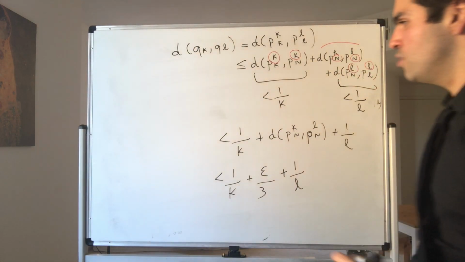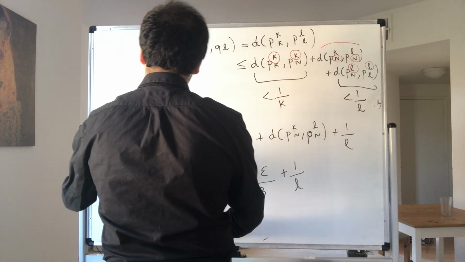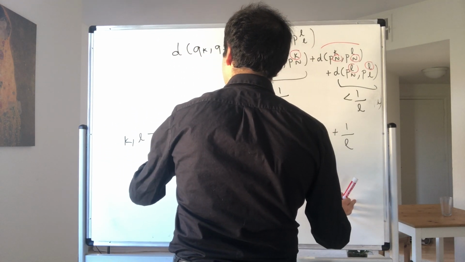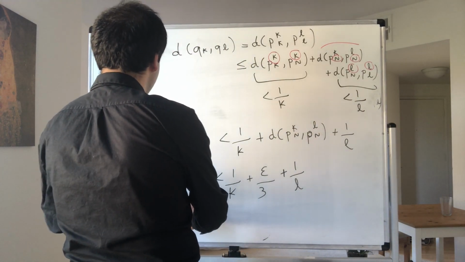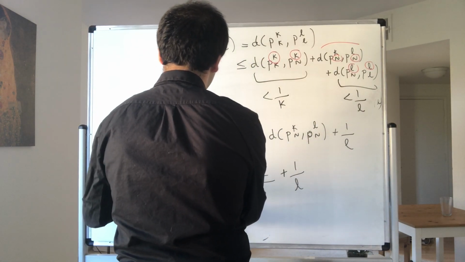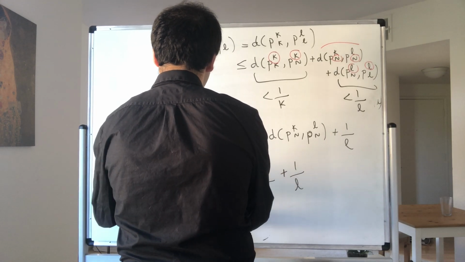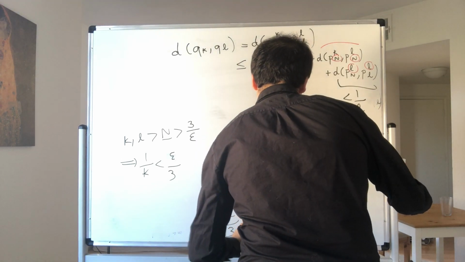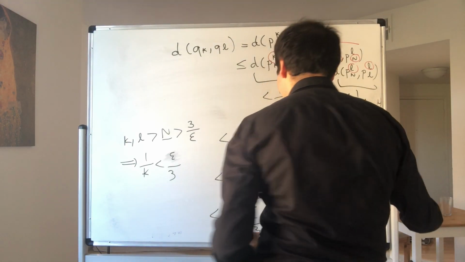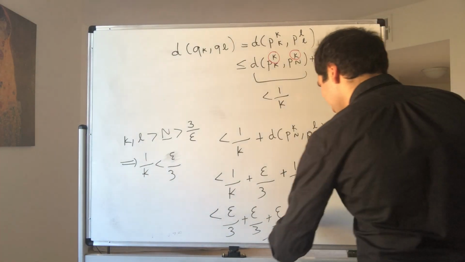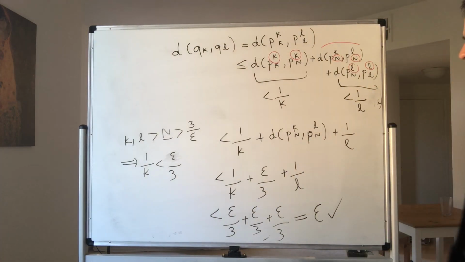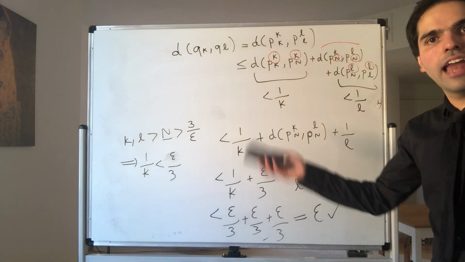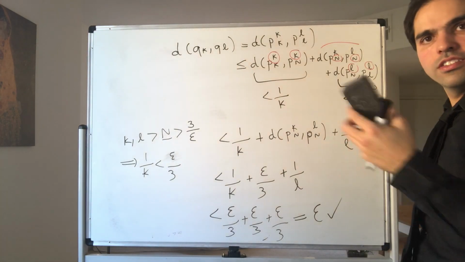And last but not least, what do we know? We know that K and L are bigger than capital N, which is bigger than 3 over epsilon. And so 1 over K is less than epsilon over 3. So this becomes less than epsilon over 3, epsilon over 3, epsilon over 3. So it's like Beetlejuice, Beetlejuice, Beetlejuice, and we get epsilon. So in fact, that's very good. We have that Qn is Cauchy.